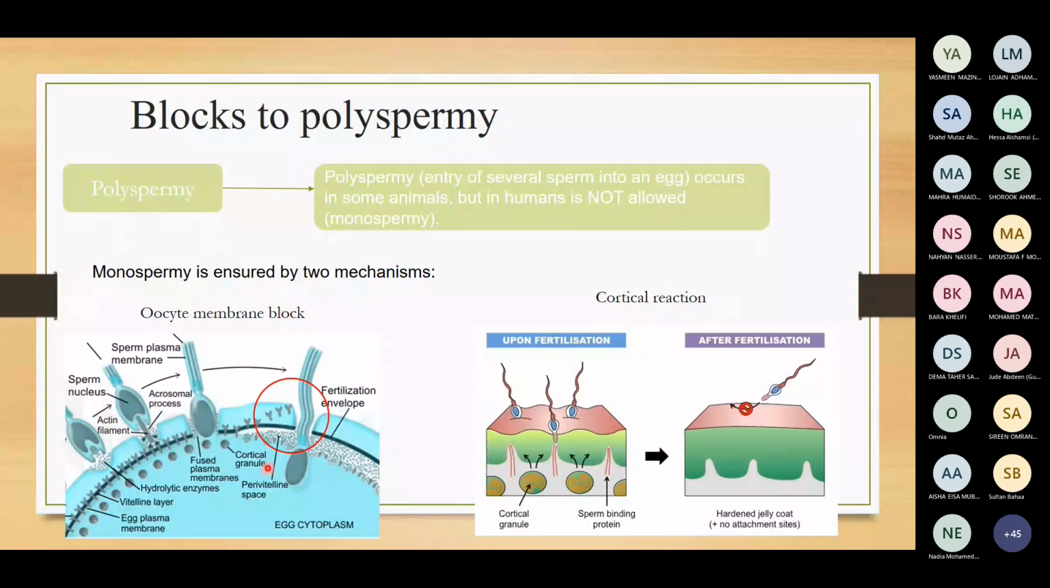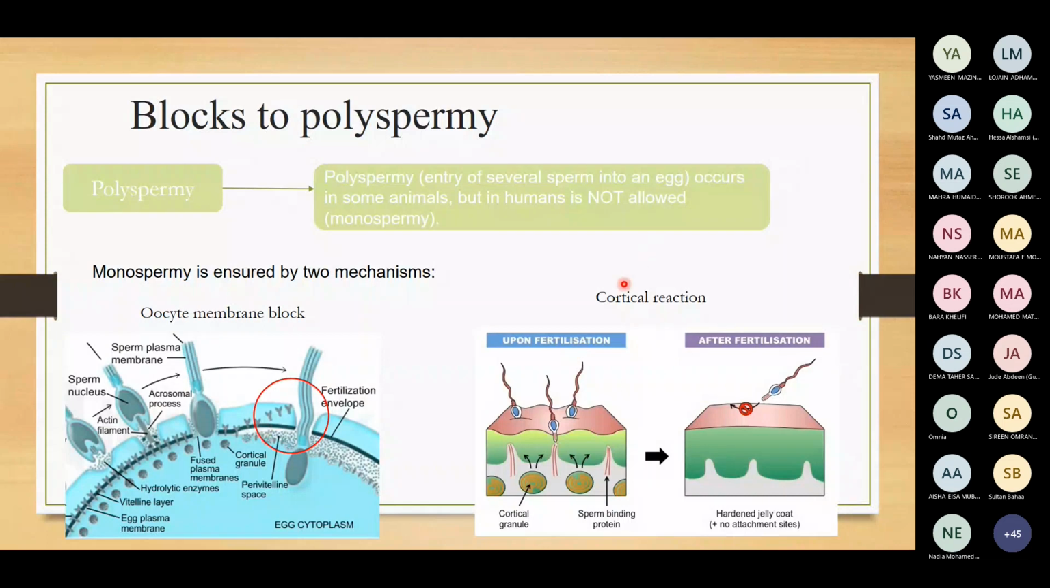What is going to happen? When one sperm, you can see here, is bound to a receptor, the other receptors, if you notice here, they're going away. They're flying away. They're going to be released so that no more sperm can bind to these receptors. This is the first mechanism. So receptors are gone, so the sperm cannot bind to anything, and they're going to swim away.